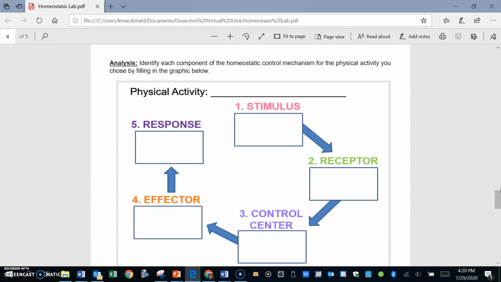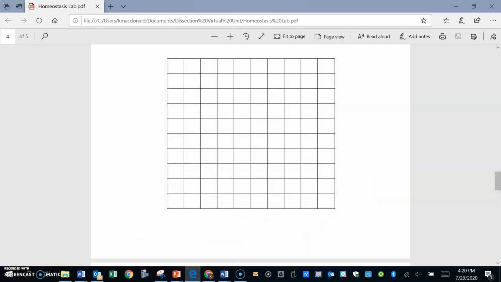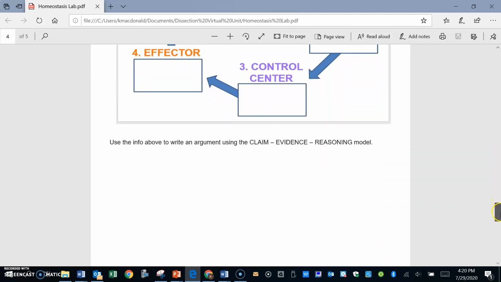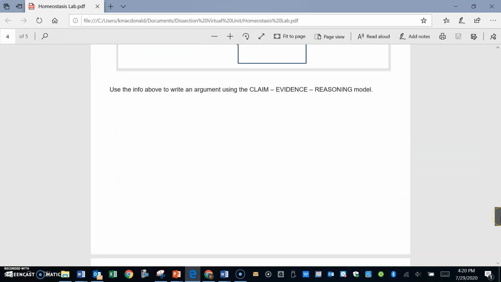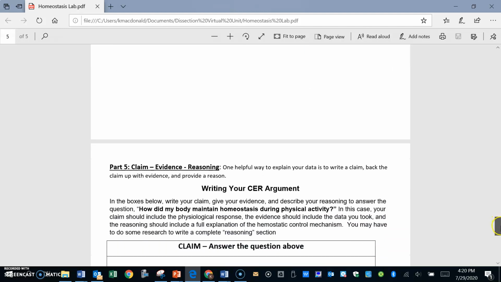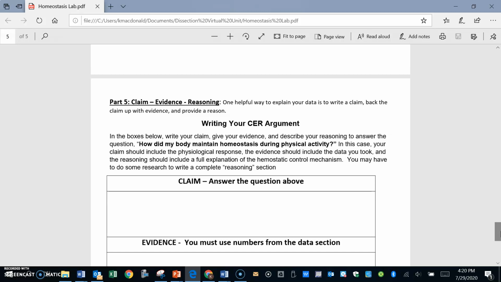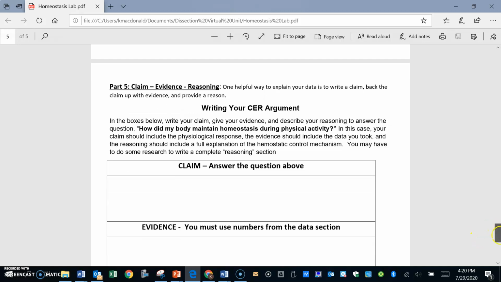Identify each component of the homeostatic control mechanism for the physical activity you chose and fill it out here. And then you're going to use the info that you just filled out in an argument using a claim, evidence, reasoning model. Remember, claim, evidence, reasoning is a way to explain your data and back it up with evidence and then provide reasoning for it. So right here is where you would complete your claim, evidence, reasoning.